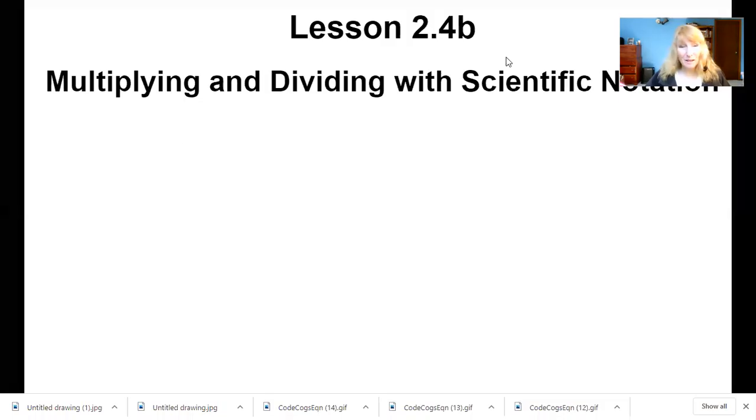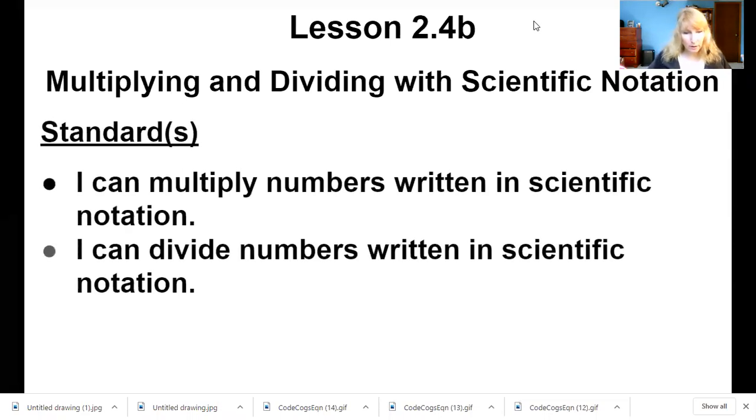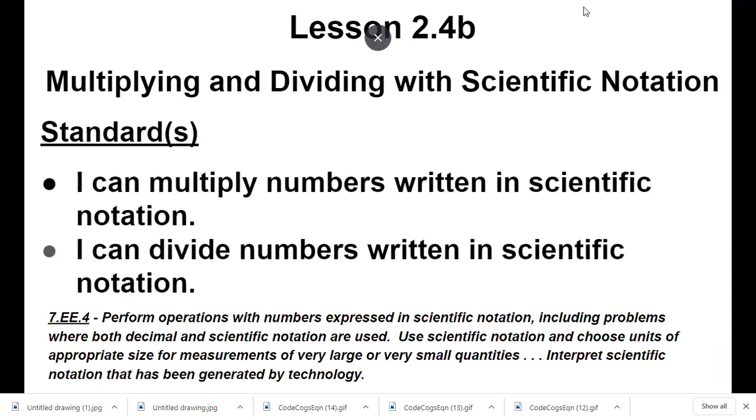Hello, today's lesson is going to be 2.4b, the second part of our two-part lesson on multiplying and dividing with scientific notation today. So again, our standards are still going to come from EE4. We're going to be able to perform operations with numbers expressed in scientific notation, and today these will be multiplying and dividing. So there are your standards. I can multiply numbers written in scientific notation, and I can divide numbers written in scientific notation. So I'm going to minimize myself.